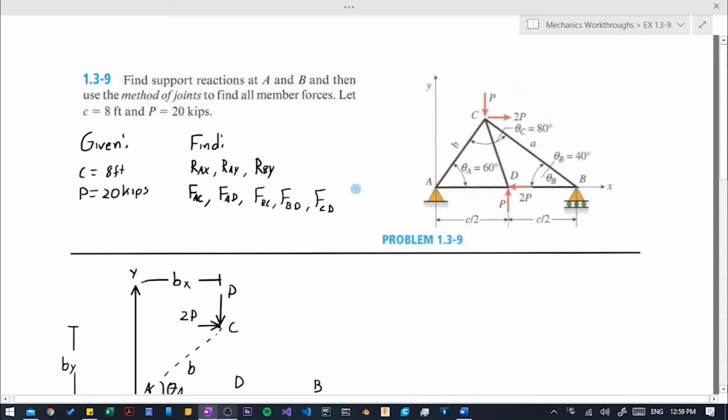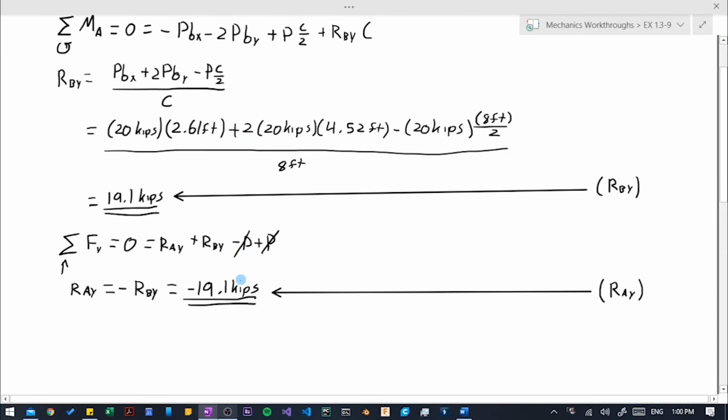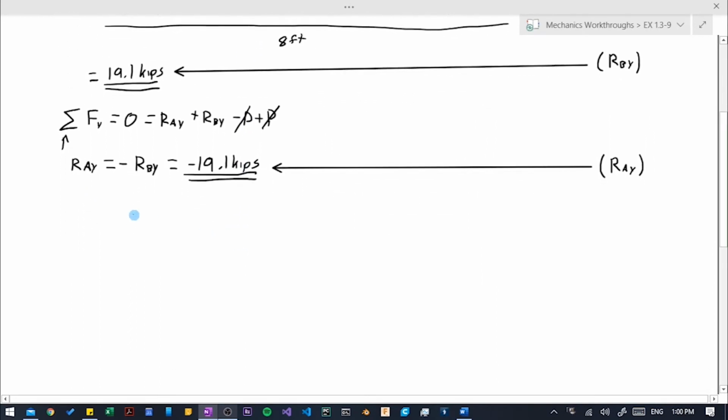And what this means is at each joint, or at each point, we're going to create a free body diagram and balance all of the forces. So in addition to our reaction forces, as well as our externally applied forces, we're going to have the forces from the members acting at that point. So let's start with point A. I'm going to create a free body diagram.